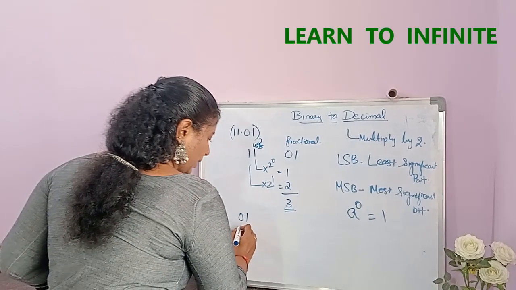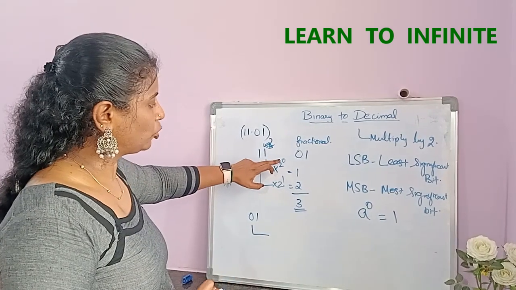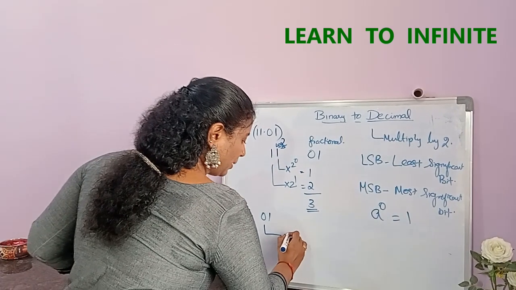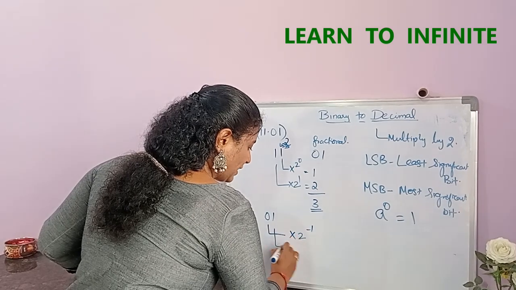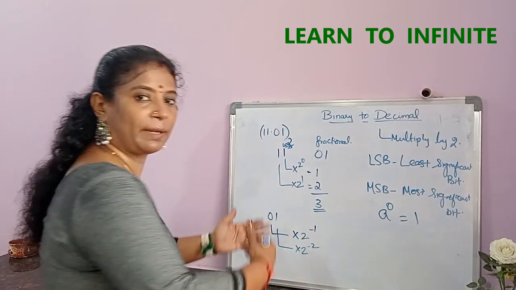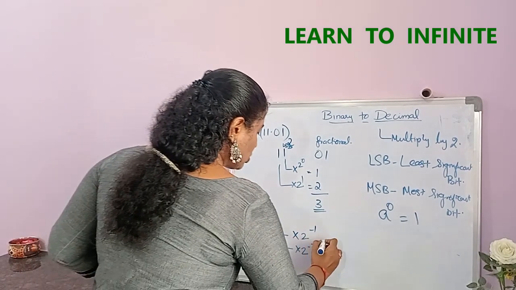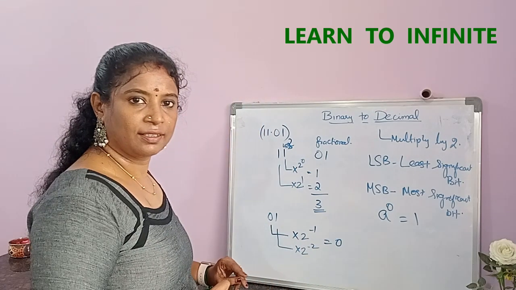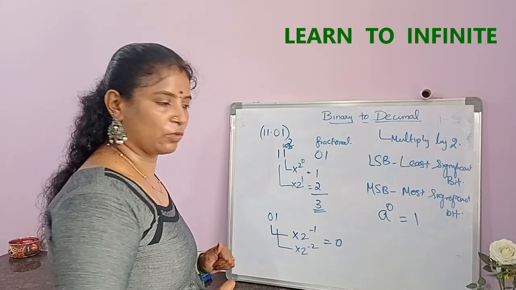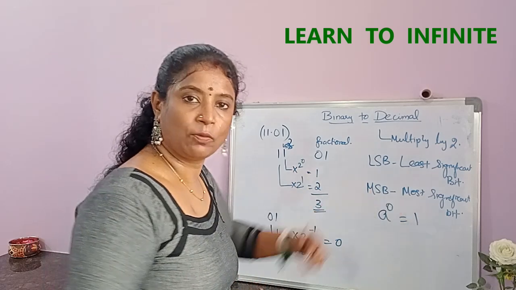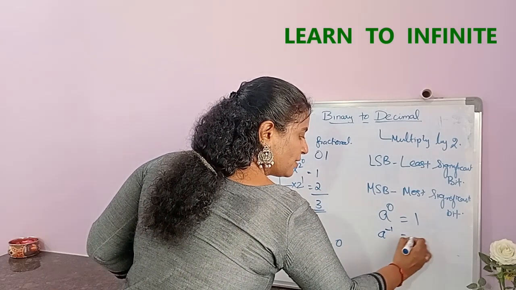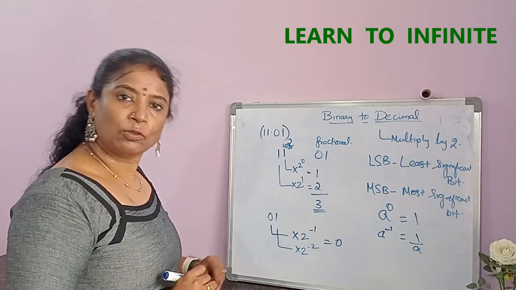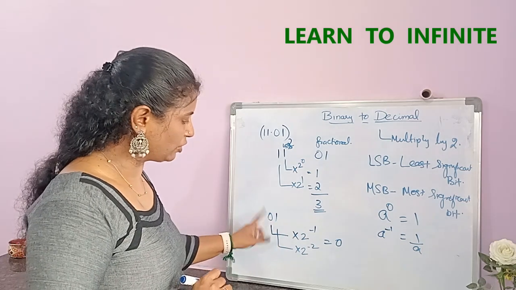So we start from 2 power 0, 2 power 1 for the whole part, whereas in the fractional part, you have to start from 2 power minus 1. So 2 power minus 1, 2 power minus 2 and so on, 2 power minus 3, 2 power minus 4 and so on. Any number multiplied by 0 is 0, so it is 0, right? What is 2 power minus 1? As I told you, a power 0 is equal to 1, a power minus 1 is equal to 1 by a. This is the formula we have. So 2 power minus 1 is nothing but 1 by 2, which is equal to 0.5. So 0.5 into 0 is 0.